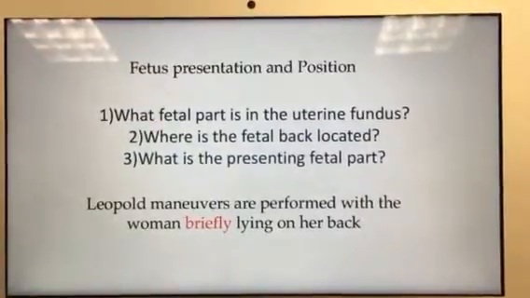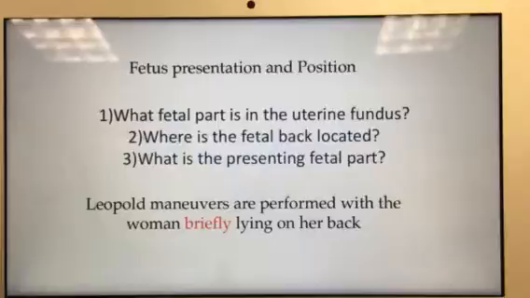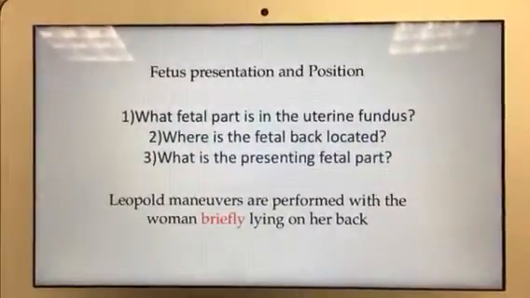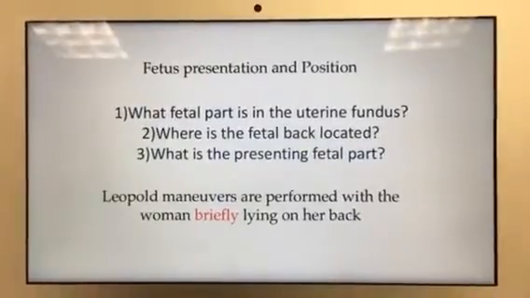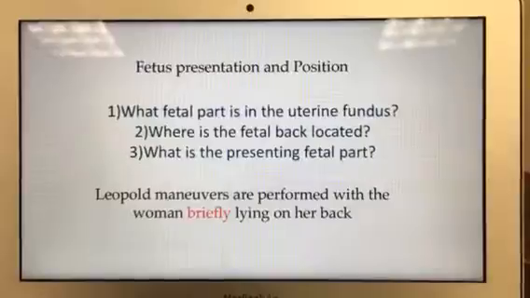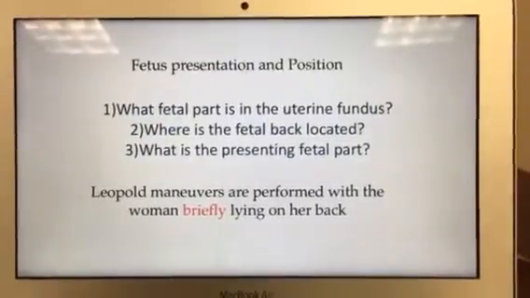With this maneuver, you want the woman lying on her back briefly, but you have to remember to put a towel or pillow under her left or right hip. This will prevent her from lying directly on her superior vena cava.